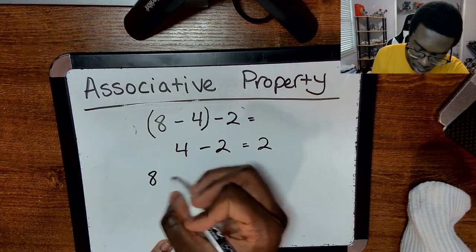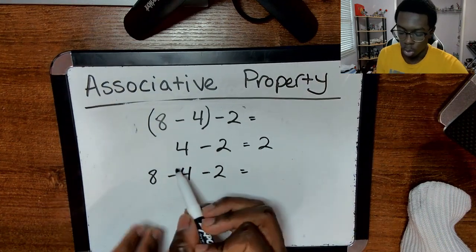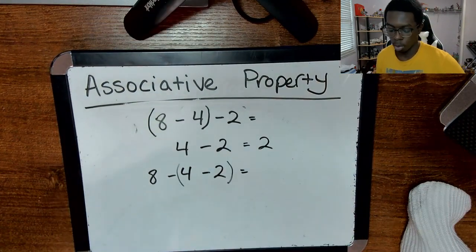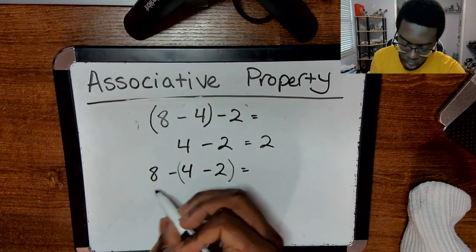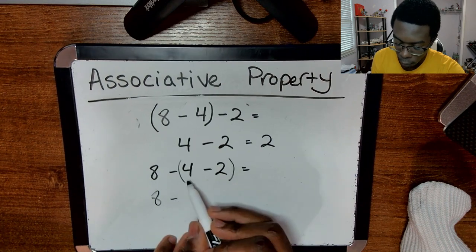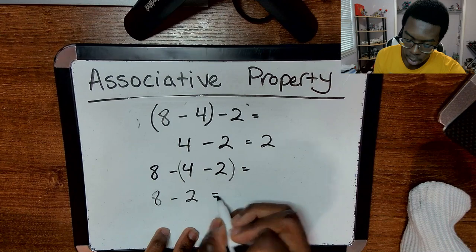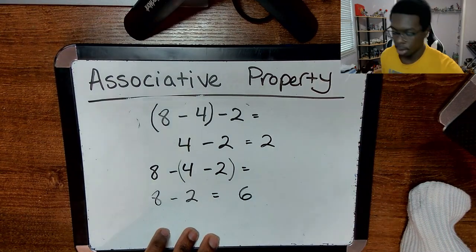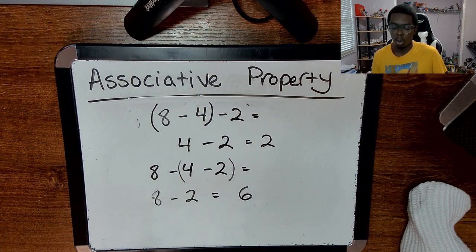Let's do the same thing, but now we're going to subtract these first and group them. So 4 minus 2, or we can have 8, minus 4 minus 2 is 2. So now we have 8 minus 2, and that is equal to 6. So if we group them differently, we get different answers. So now you're probably wondering, well, which answer is correct? Which way of grouping it is correct?